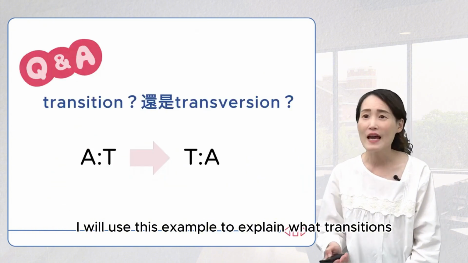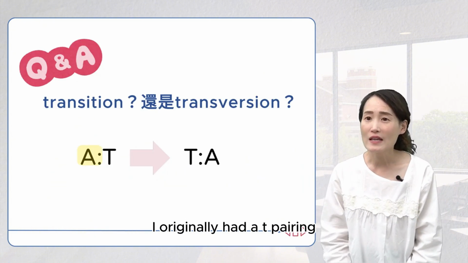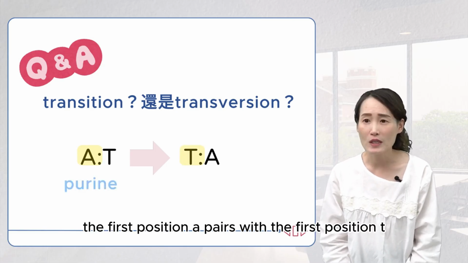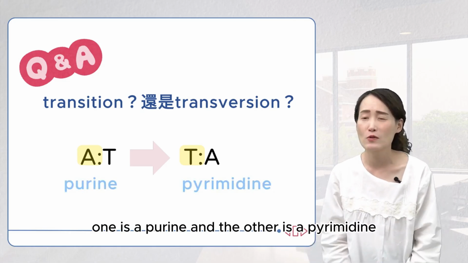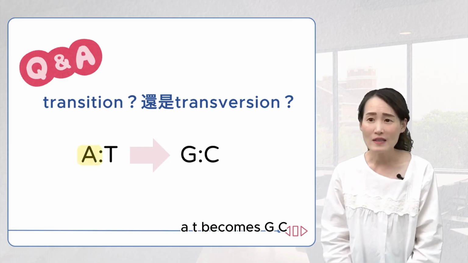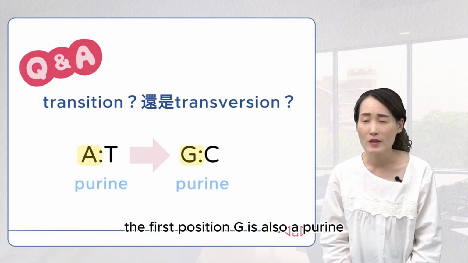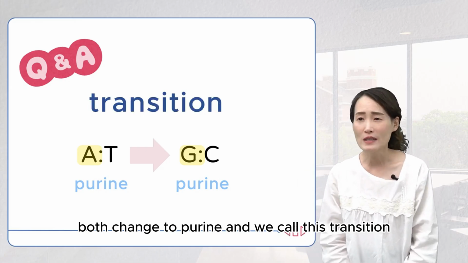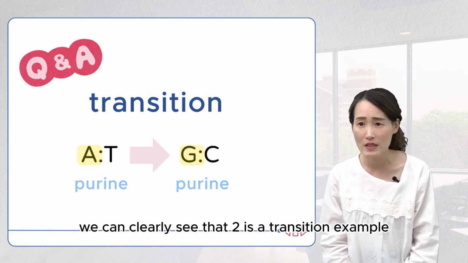Next, I will use this example to explain what transitions and transversions are. As you can see, I originally had AT pairing, which becomes TA pairing. The first position A pairs with the first position T in the image. One is a purine and the other is a pyrimidine. It changes from purine to pyrimidine. We call this transversion. AT becomes GC. The first position is A, which is a purine. The first position G is also a purine. Both change to purine, and we call this transition. From the examples of 1 and 2, we can clearly see that 2 is a transition example.